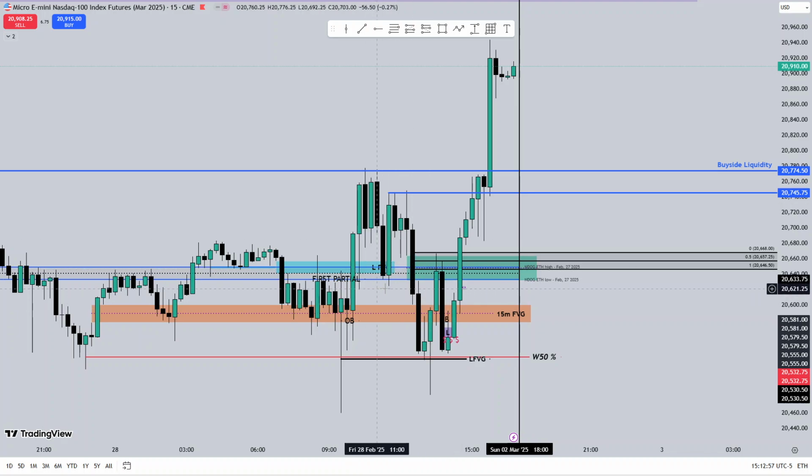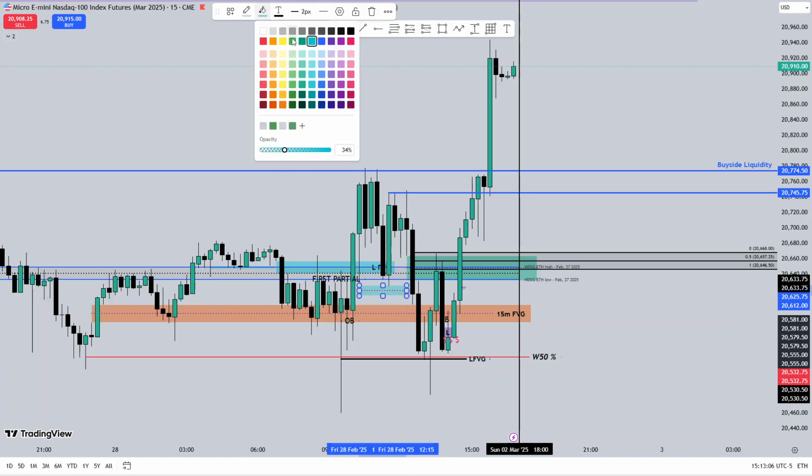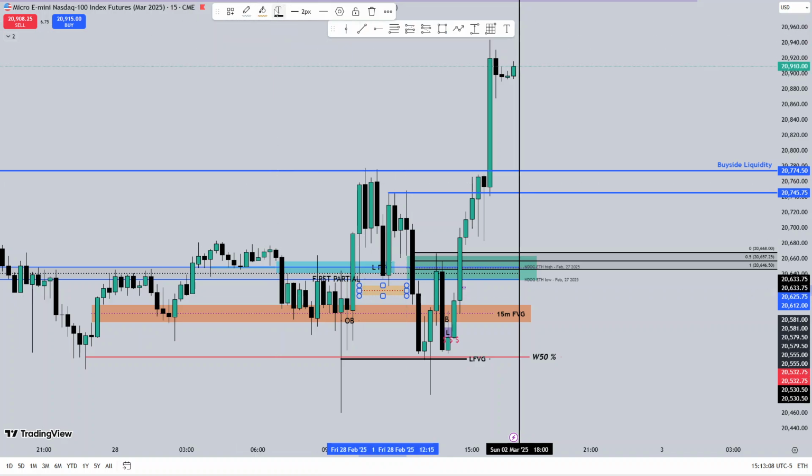Over here, these were the sell side liquidities. Let me change the color to make it red. So these were the sell side liquidities. The market made those buy side liquidities, kept those buy side liquidities, and took all the sell side liquidities.